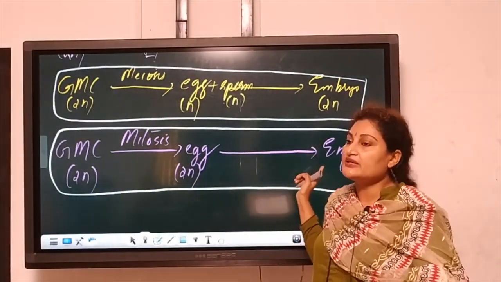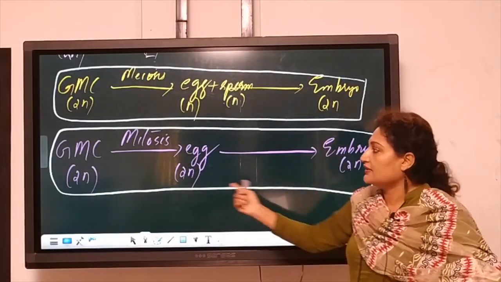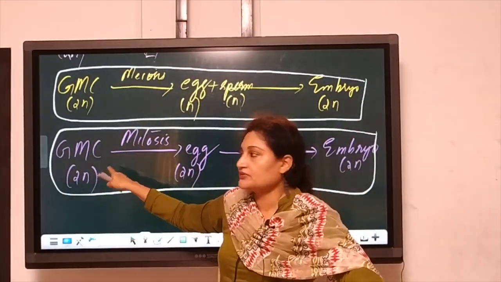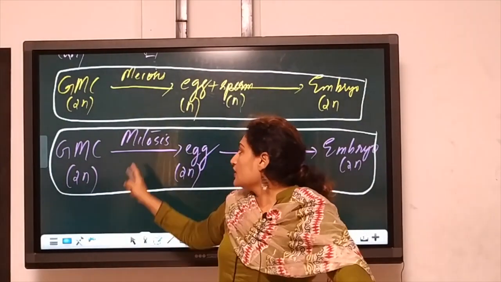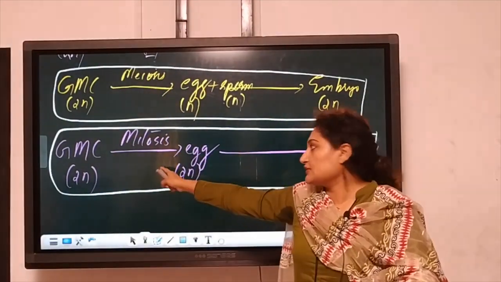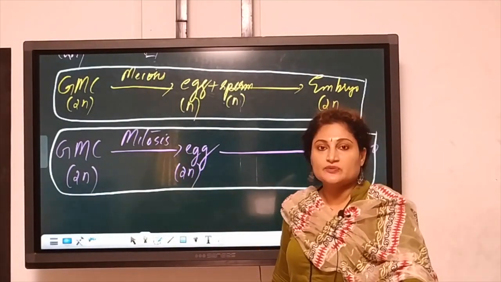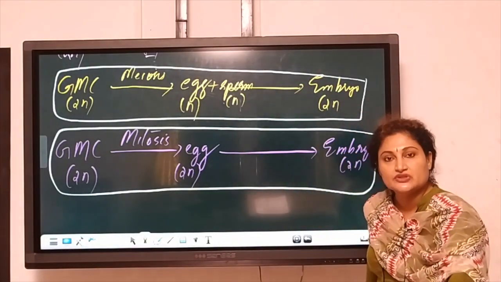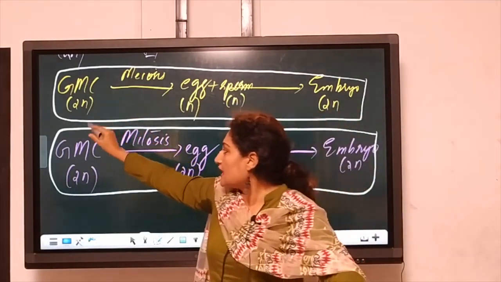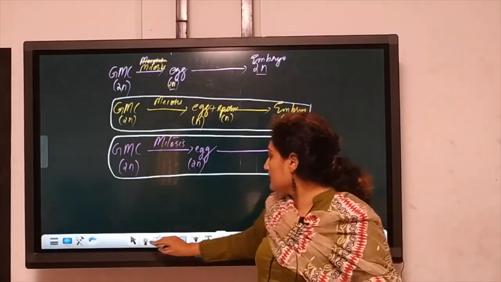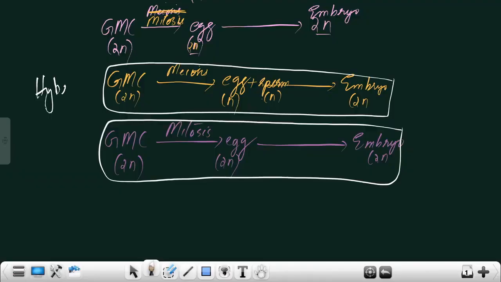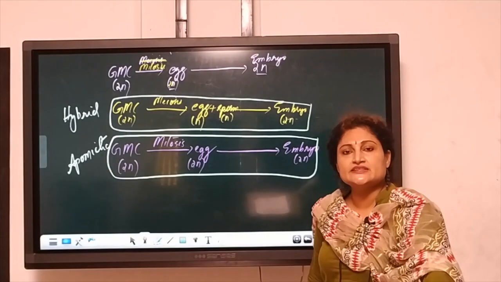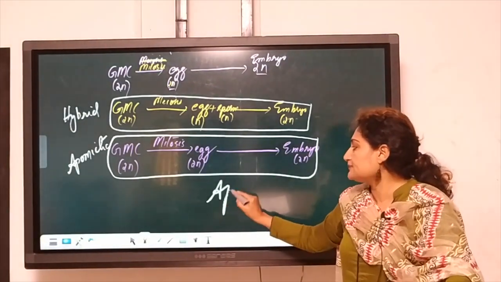But in the second case, we have the ovule with an embryo 2n. How is this? The deviation occurred here. There is a gamete mother cell, which is diploid. Instead of undergoing meiosis, it underwent mitosis, so it produced eggs which are diploid themselves. And these eggs did not fuse with the sperm. They directly developed into the embryo, which is 2n. So this is the case of a hybrid seed, and this is how apomictic seeds are produced. And this process by which apomictic seeds are produced is known as apomixis.